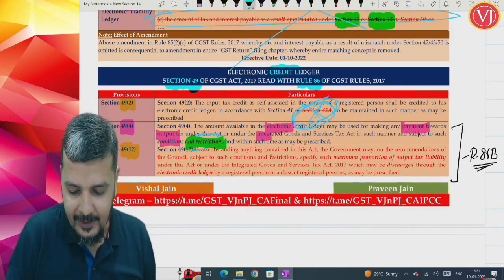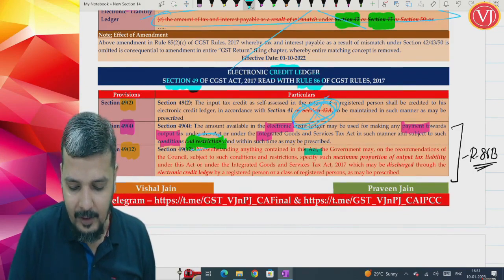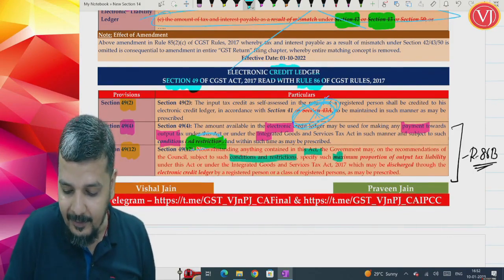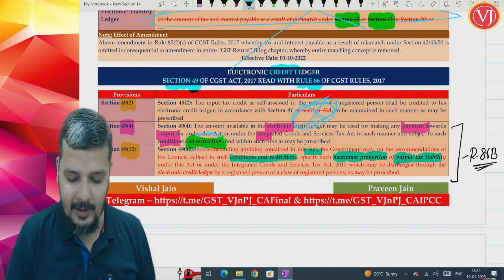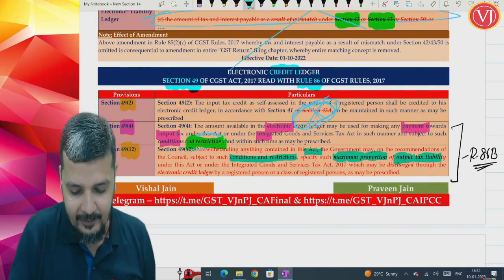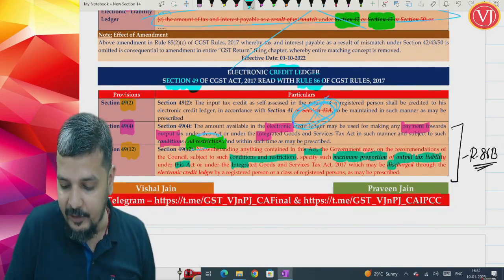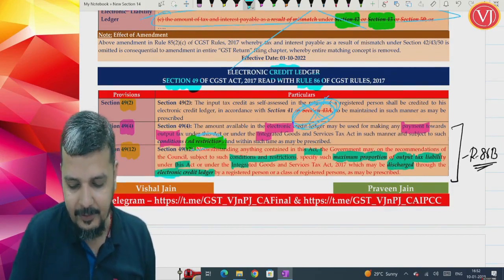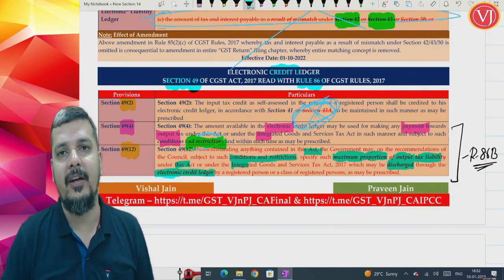Notwithstanding anything contained in this act, government may on recommendation of council, subject to such conditions and restrictions, specify the maximum proportion of output tax liability under the CGST Act or IGST Act which can be discharged, which means which can be paid through the electronic credit ledger by a registered person. This is nothing but a clear-cut backup for your Rule 86B.